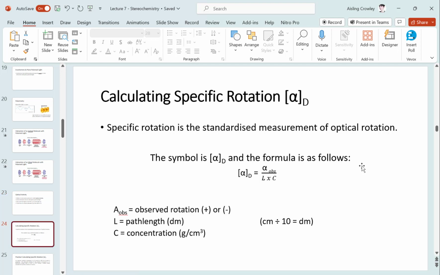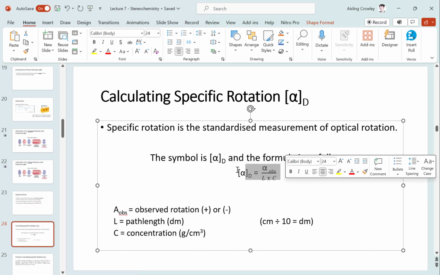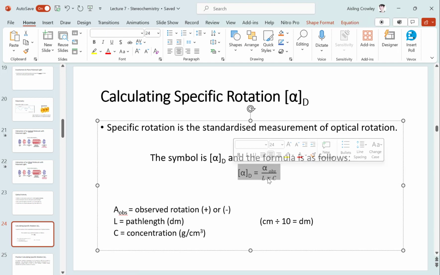And we use this calculation, calculating specific rotation. This formula, I do ask that you learn it well. You do need to know this formula off by heart, and it's a common enough question to come up on an exam paper, and it's also one of your worksheet questions. Calculating the specific rotation. So what does this mean? Because it's just a random bunch of letters, isn't it?